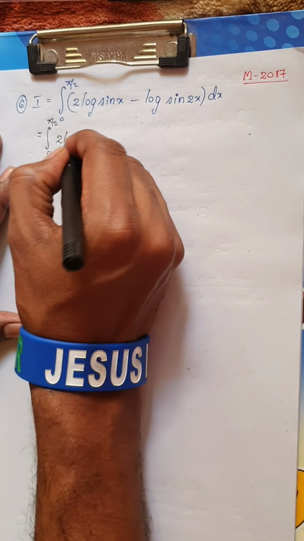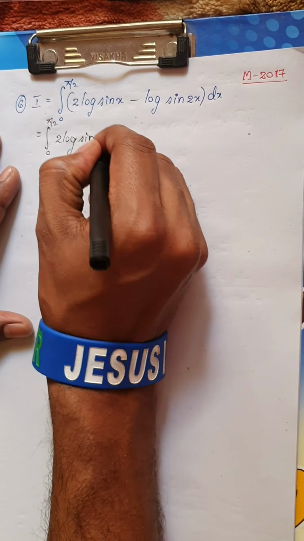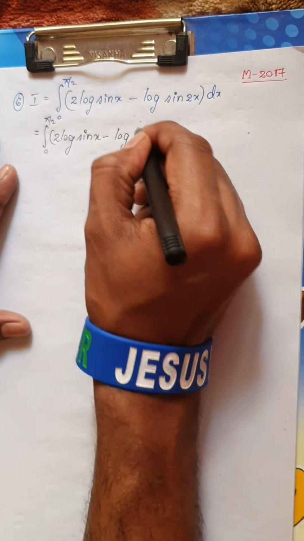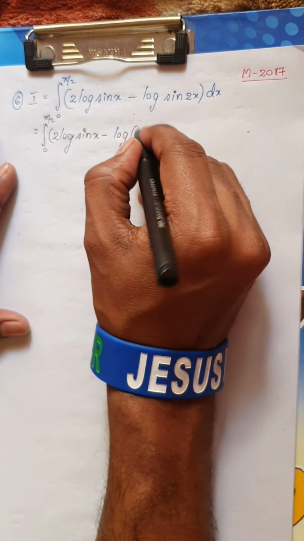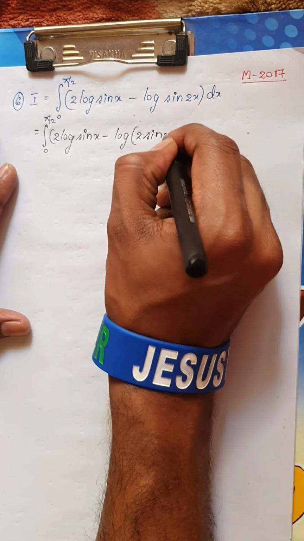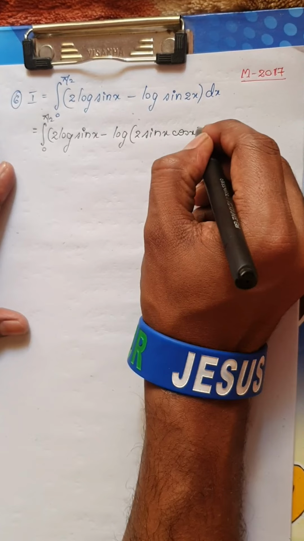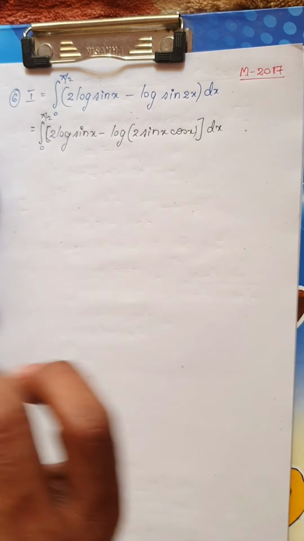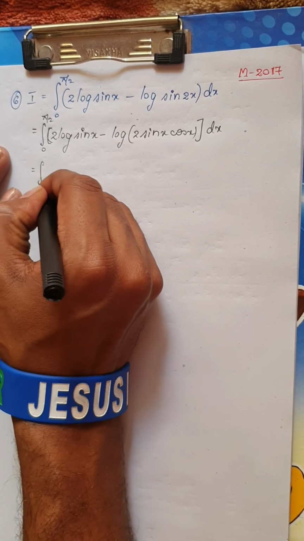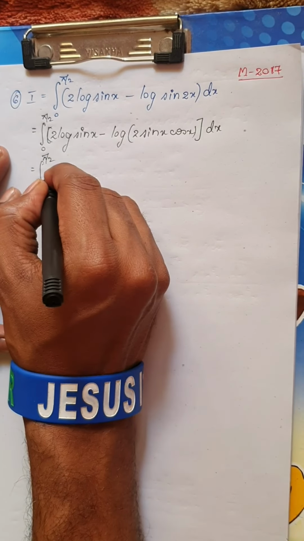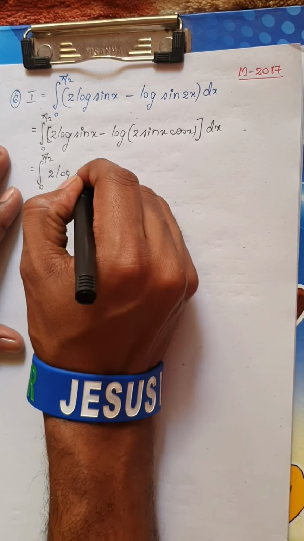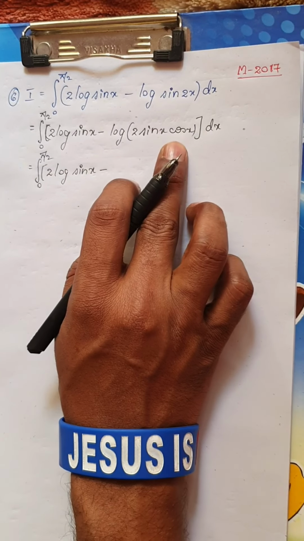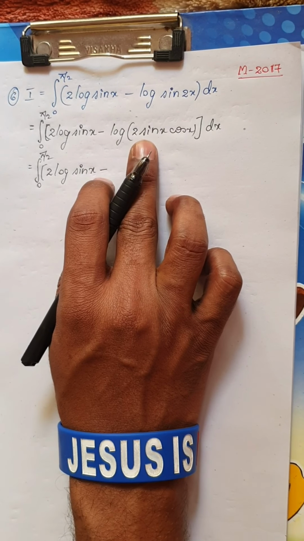Okay. 2 times log of sin x, first term is actually as it is, minus, now log of, remember I am going to use the sin 2x formula here. We know sin 2x formula is 2 sin x into cos x, I have taken, because that is nothing but sin 2x. Okay. That is nothing but, the next step is 0 to pi by 2, it is 2 times log of sin x, okay, minus, now this is of the form, remember, log m into n.